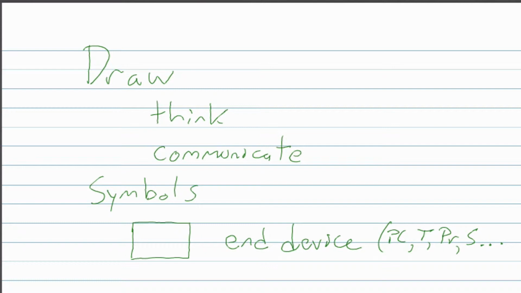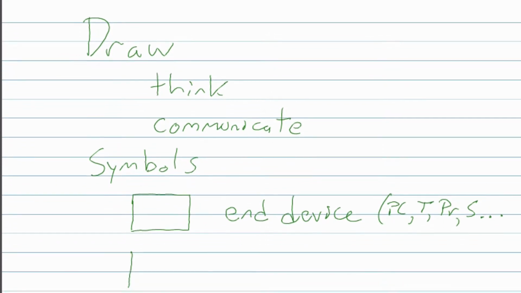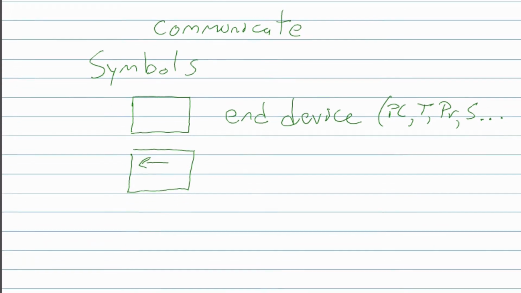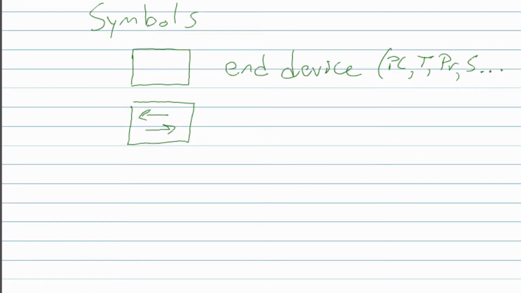Next, we have the symbol for the crucial local area network device, the layer 2 switch. And this is a simplification of the three-dimensional icon commonly used in Cisco documentation. That's the layer 2 switch.